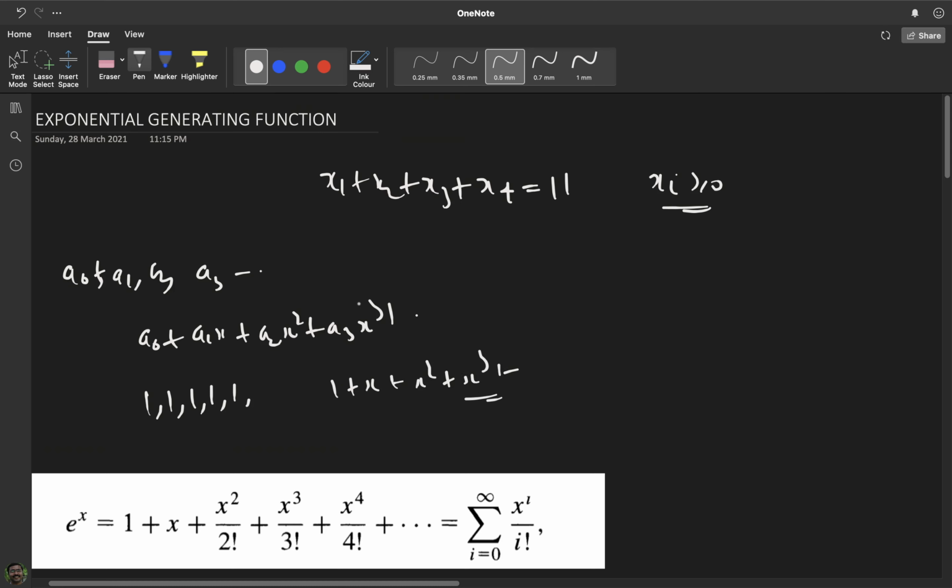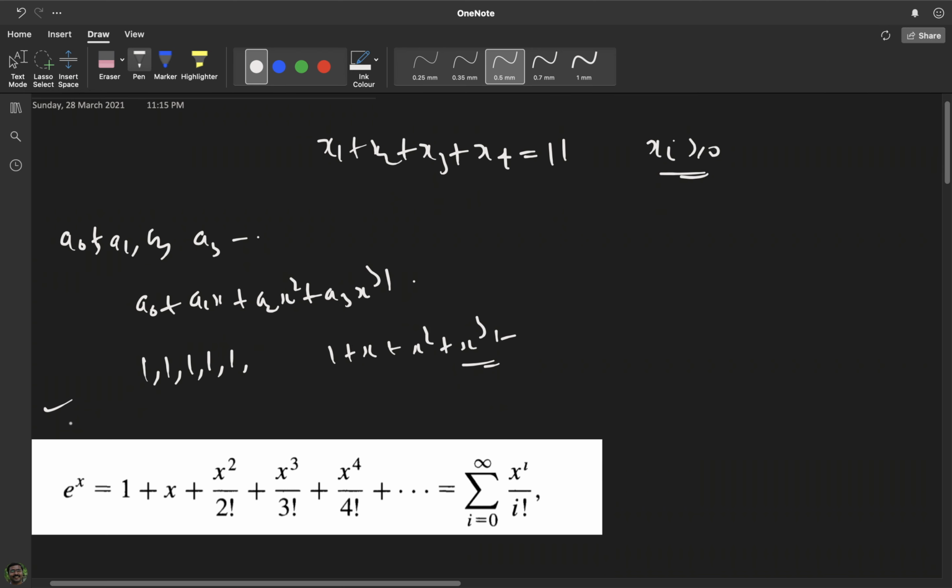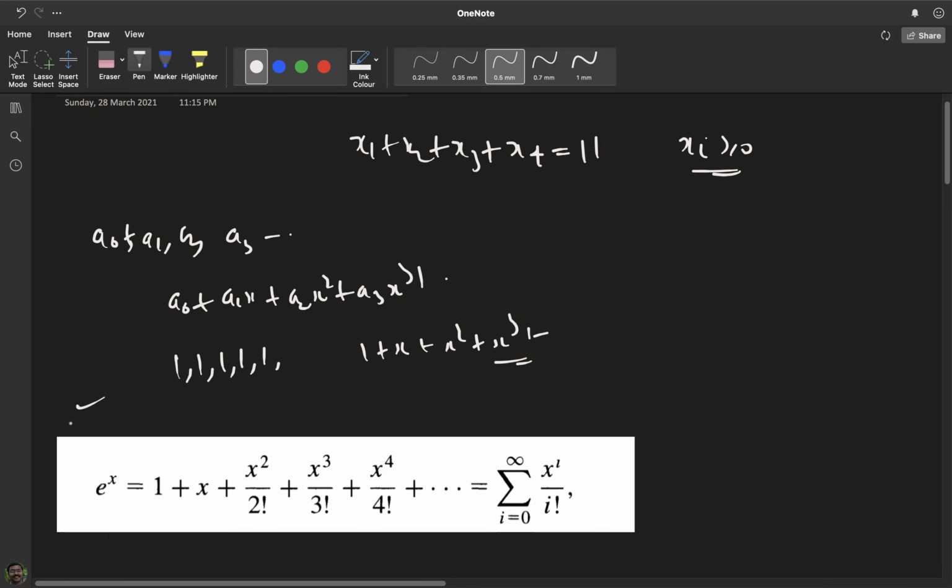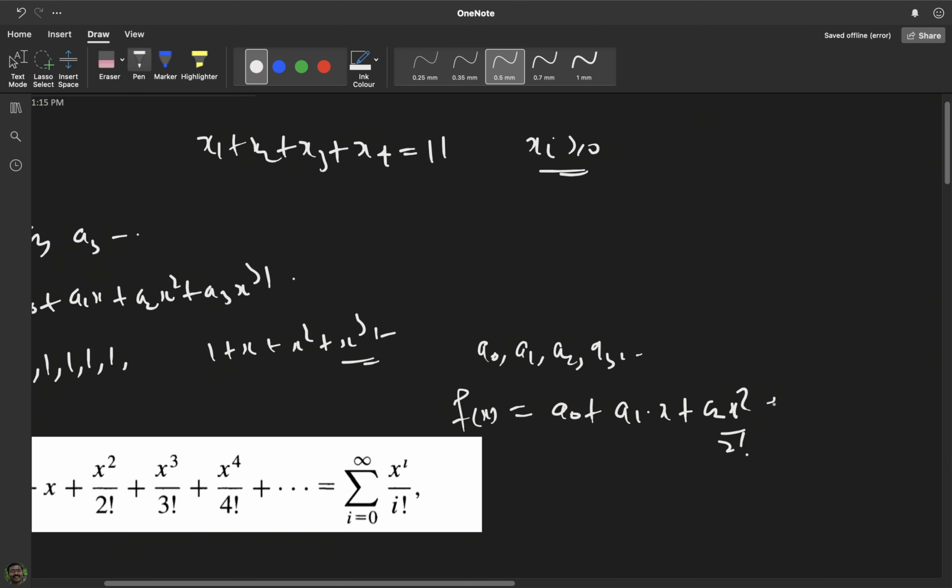The exponential generating function is inspired from the exponential function e raised to x, whose expansion is 1 plus x plus x squared by 2 factorial plus x cubed by 3 factorial plus x raised to 4 by 4 factorial plus etc. So if you have a sequence a0, a1, a2, a3 etc., the exponential generating function is defined as f of x equal to a0 plus a1 into x plus a2 into x squared by 2 factorial plus a3 into x cube by 3 factorial plus etc.